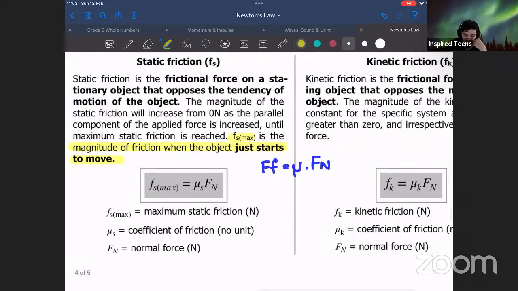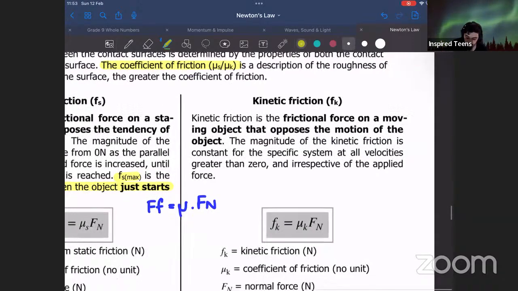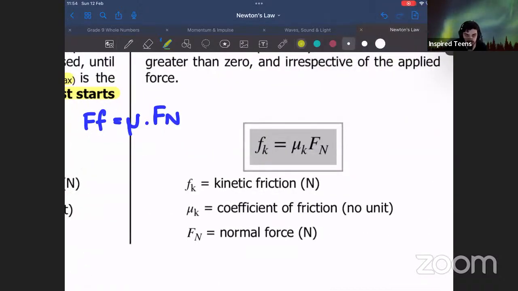Okay, then we have kinetic friction. Kinetic friction is the frictional force on a moving object that opposes the motion of the object. The magnitude of kinetic friction is constant for a specific system at all velocities greater than 0 and irrespective of the applied force. Okay, the formula could be Fk, which is kinetic friction, is equal to mu k, which is the coefficient of kinetic friction, multiplied by the normal force.